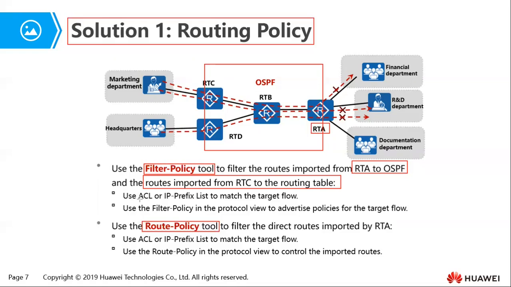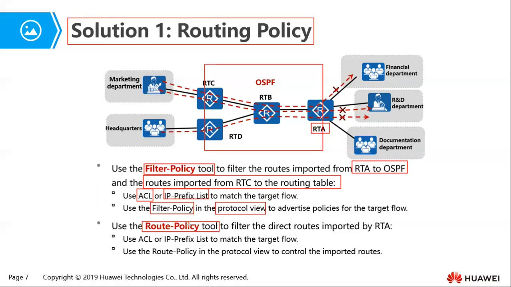When you're using a filter policy, most of the time we simply use an access control list or an IP prefix list to match the target flow. So we are looking at a certain address and maybe mask like that. Then after that, we now use the filter policy in the protocol view, for example in OSPF1, to advertise policies for the target flow. So we're also going to do that right now.